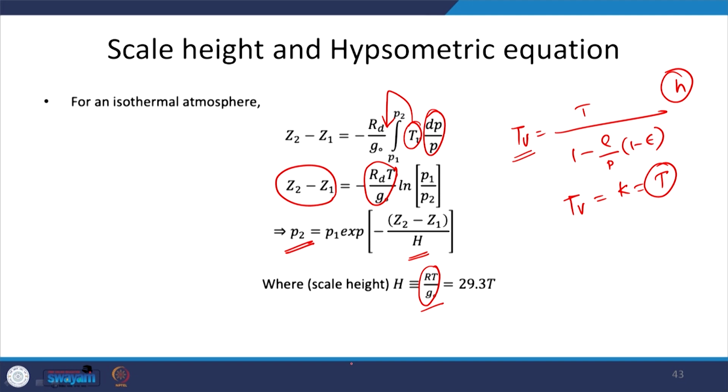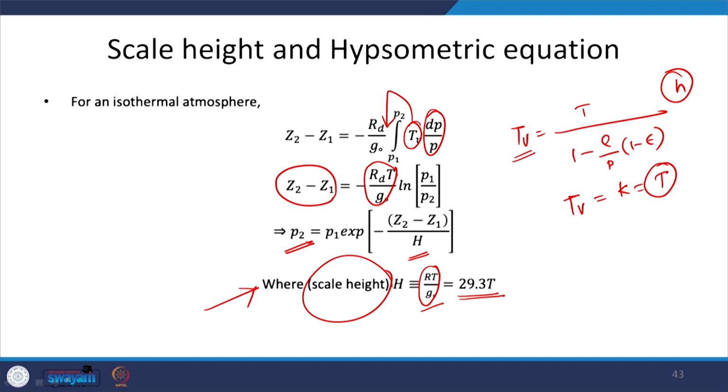But interestingly, we almost have a constant, RdT divided by g naught. So, 29.3 times T. You take the value of temperature at a particular height, substitute it inside, and you will get the value. More importantly, here we define a very important physical parameter called the scale height. So, what is scale height?